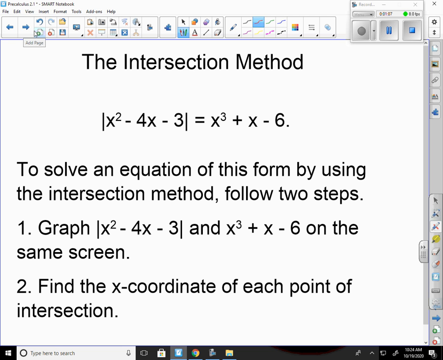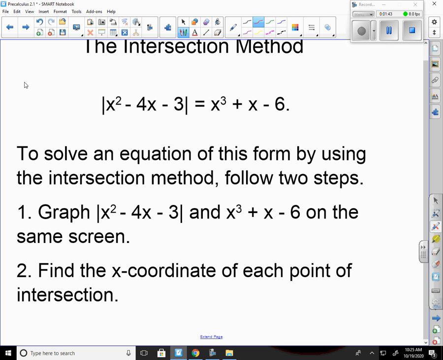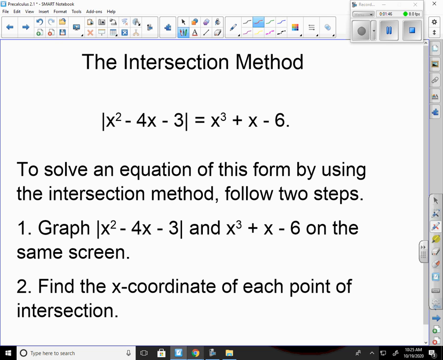The first way that we can check what value is the same for both equations, or if two equations are equivalent, is the intersection method. So here I have the absolute value of x squared minus 4x minus 3, and that's equal to x cubed plus x minus 6. To solve this equation, we can use the intersection method following two different steps. The first one is graphing the absolute value, and then the x cubed plus x minus 6 on the same screen. Find the x coordinate of each point of intersection, and that will be what our value is. So let's go ahead and do that.